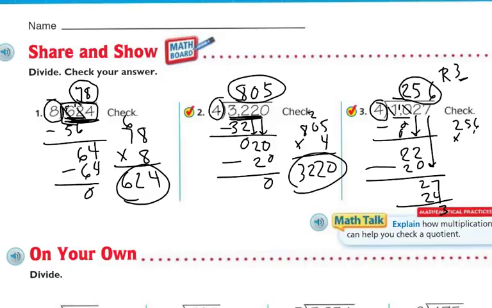256 times 4. 4 times 6 is 24. 5 times 4 is 20 plus the 2 is 22. 4 times 2 is 8 plus the 2 is 10. And then I'm going to add my 3 remainder. So I get 4 and 3 is 7. 2, 0, 1. So I get 1,027 and 1,027.